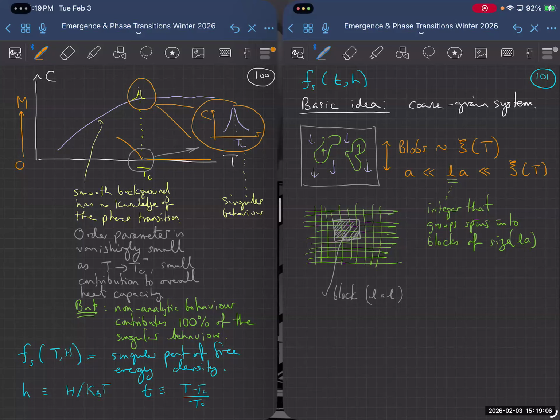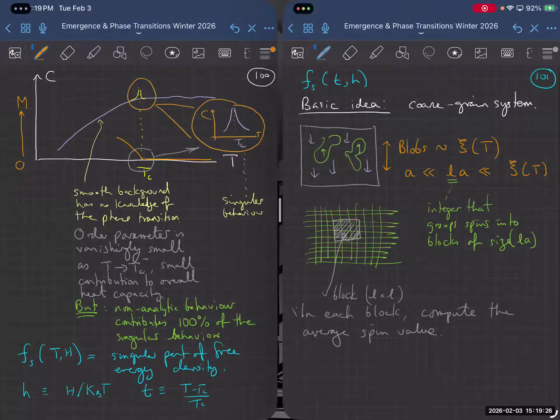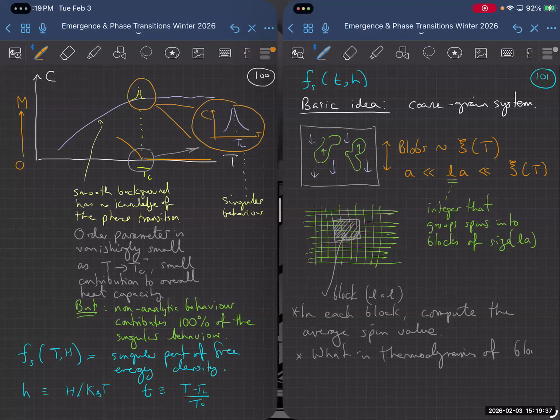So what we're going to say is that in each block, compute the average spin value. And then the question we're going to ask is what is the thermodynamics of our blocks?